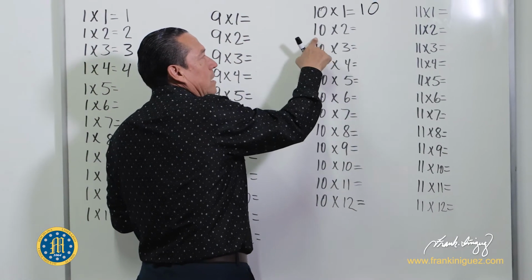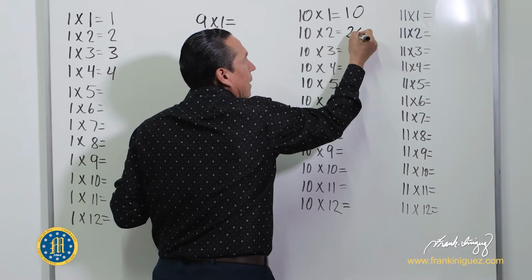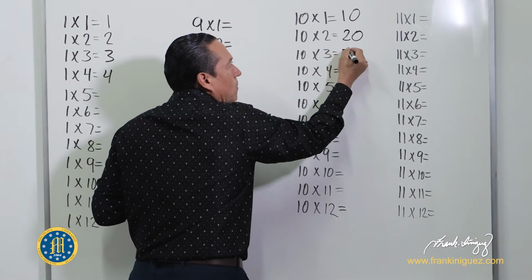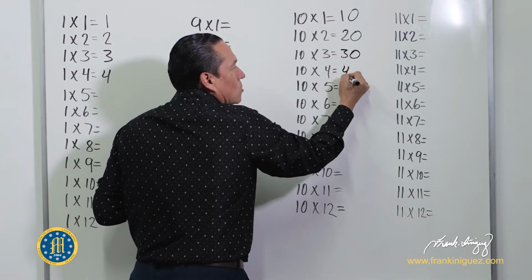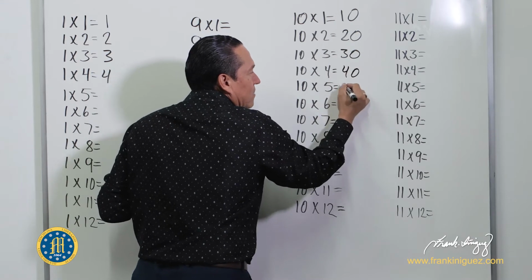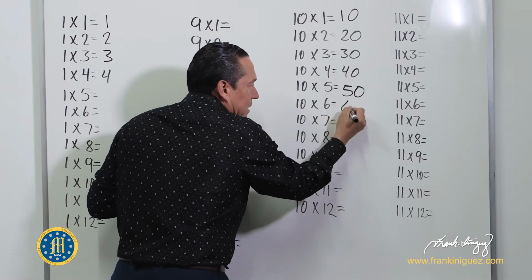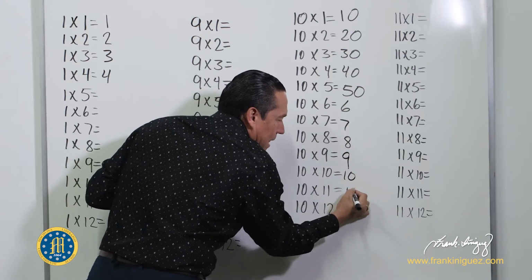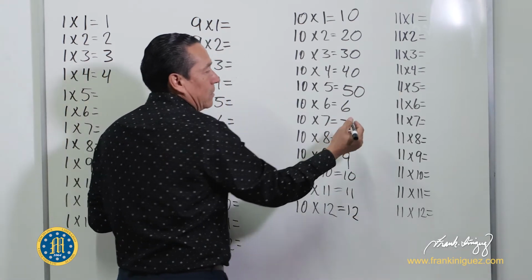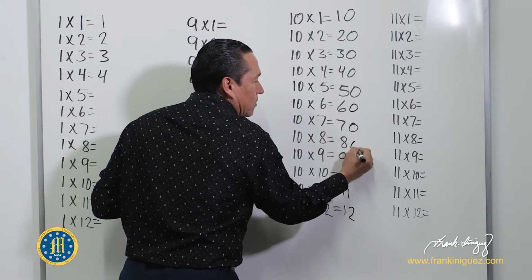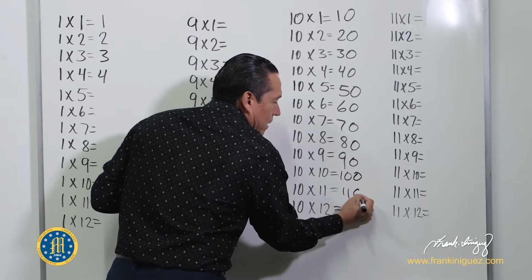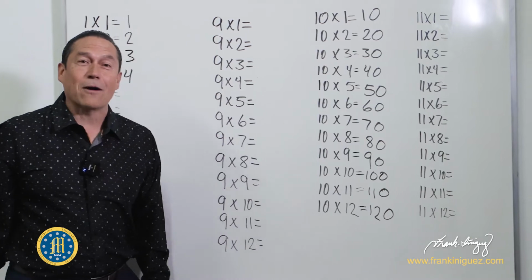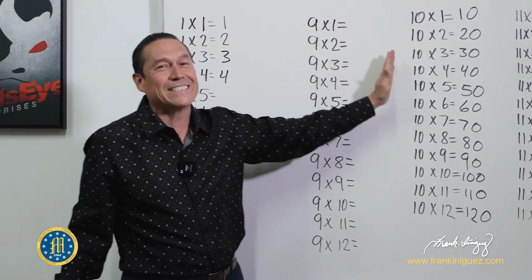If they ask 10 times 2, you put the 2 and you add a 0. 10 times 3, you put the 3 and you add a 0, and so on and so forth. 10 times 5 is, you put the 5, you put the 6, the 7, the 8, the 9, 10, 11, and 12, and you tell them you just add a 0 and that's going to be your answer. So kids are going to be like, wow, I know the ones, I know the tens.